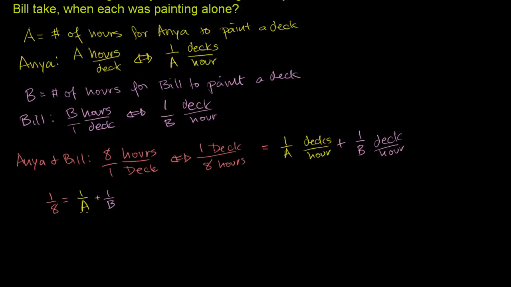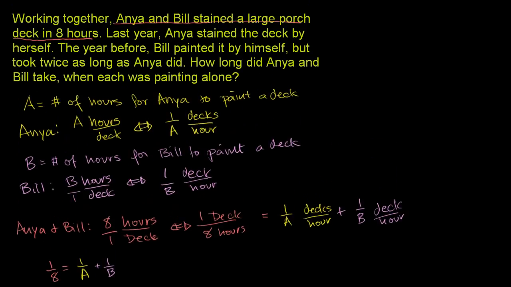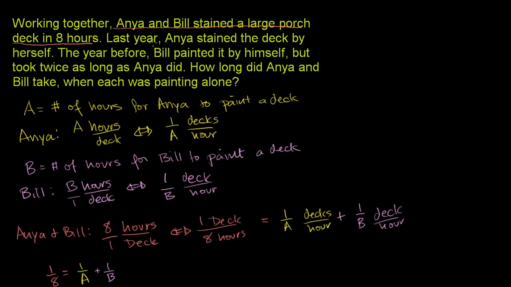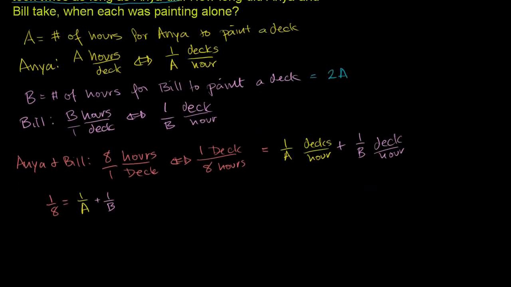Now, we have two unknowns, so we need another equation if we're going to solve these. Let's see. It tells us right here, the year before Bill painted it by himself, but took twice as long as Anya did. So the number of hours it takes Bill to paint the deck is twice as long as the number of hours it takes Anya to paint a deck. So B is equal to 2A. The number of hours Bill takes is twice the number of hours Anya takes per deck. So B is equal to 2A.